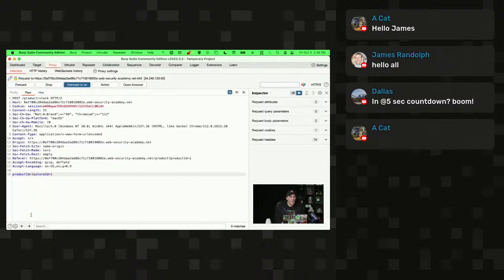Okay, no, I absolutely can't. Okay, well, that's disappointing. But yeah, so this is all the information necessary for me to mess with this POST request. And at the very bottom, I can see product ID equals 1 and store ID equals 1.